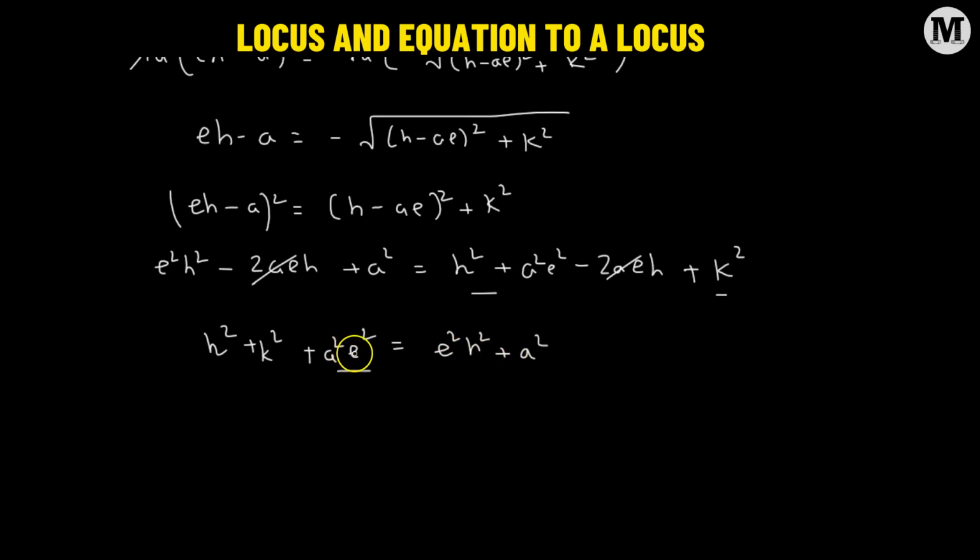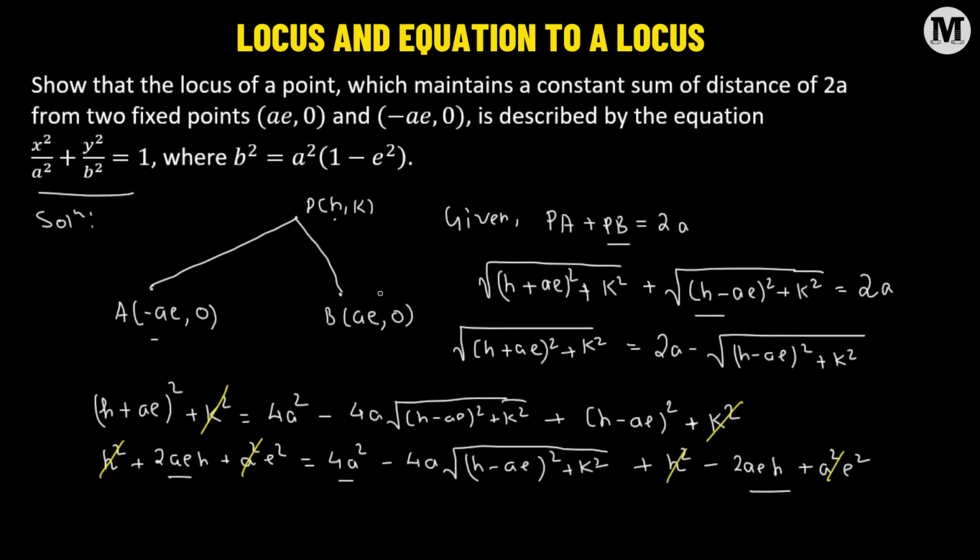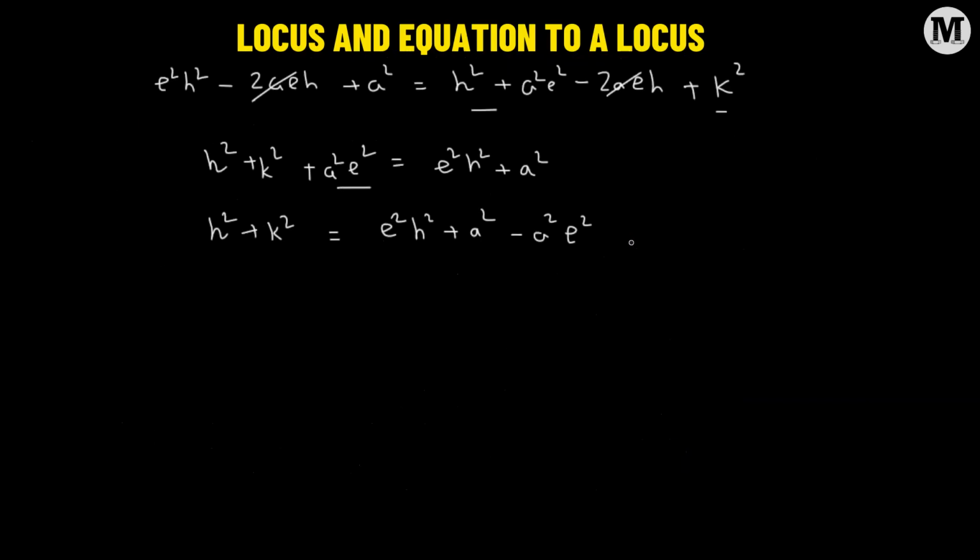Let's transpose this a squared e squared to the right hand side. So we get h squared plus k squared equal to e squared h squared plus a squared minus a squared times e squared. Now we have a relation that's given to us. We are given that b squared equals a squared times (1 minus e squared). So we're going to use this particular fact. Let's note it down, where b squared equals a squared times (1 minus e squared).